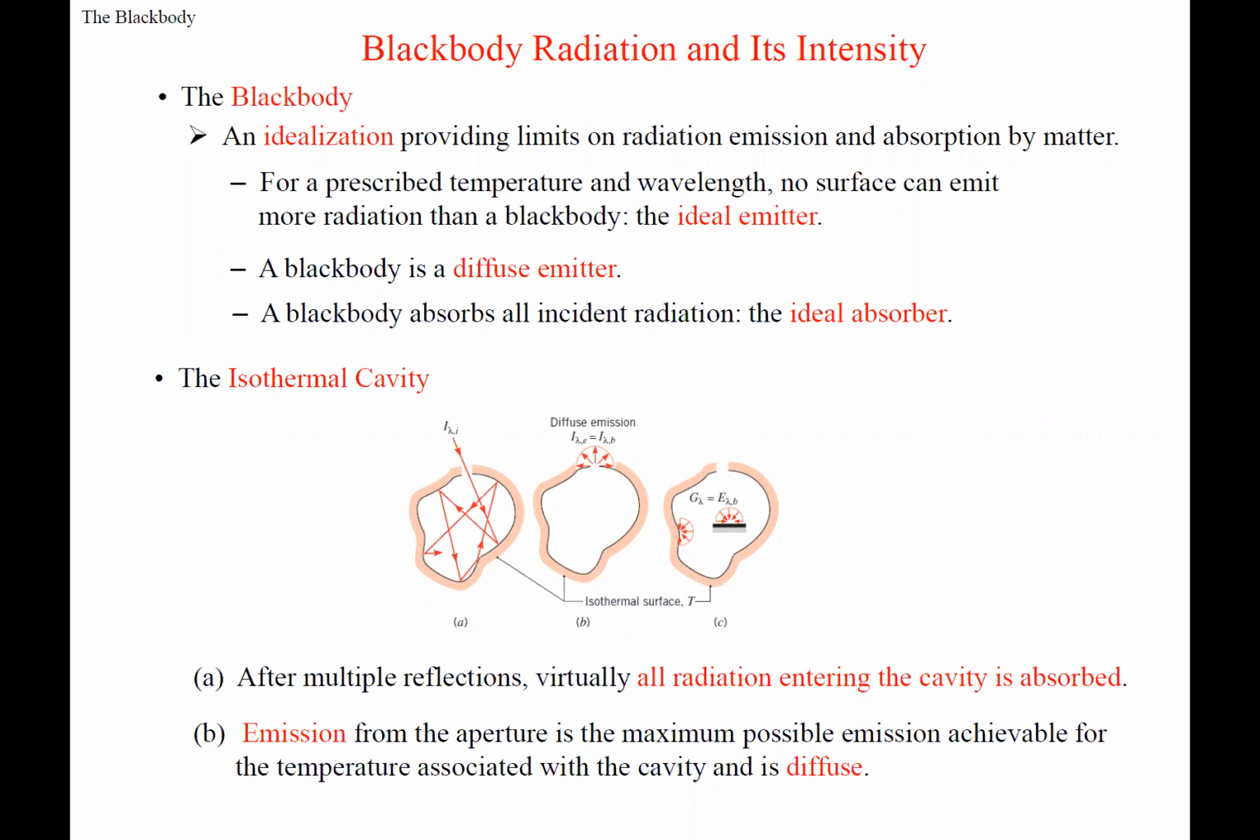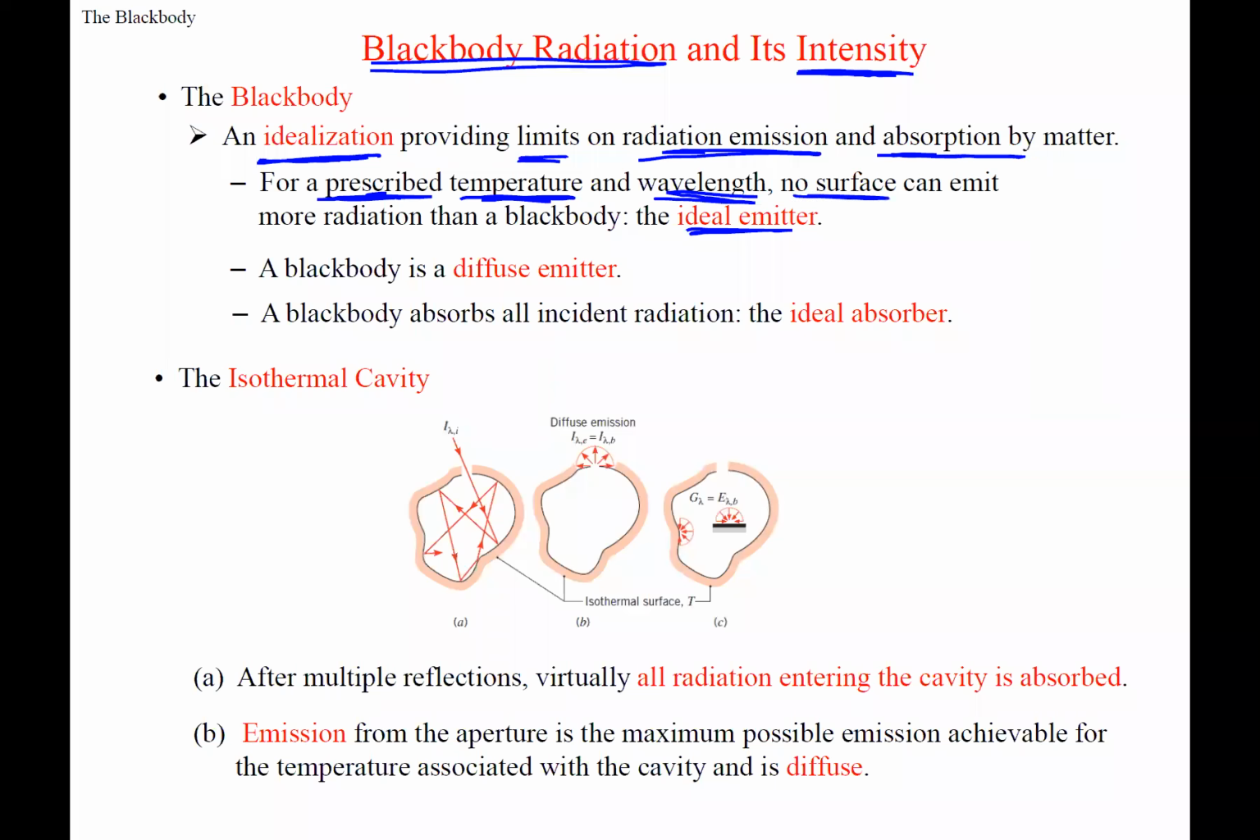All right, blackbody radiation. This was introduced in chapter 1 a lot. The blackbody is the idealization, and it puts limits on radiation emission and absorption. At a given or prescribed temperature and wavelength, we get our ideal emitter. No surface can emit more radiation than a blackbody.